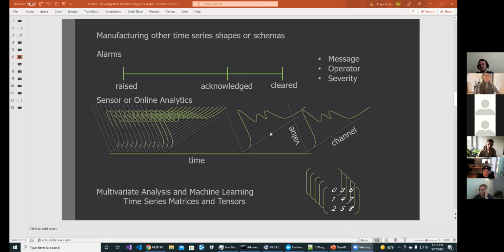So it's very, very powerful, but of course it also provides a challenge for us to store the data and then also display it in the context of your other manufacturing data. So schema is really important here. And then the last one, and I think this will come more and more, is multivariate analysis and machine learning.